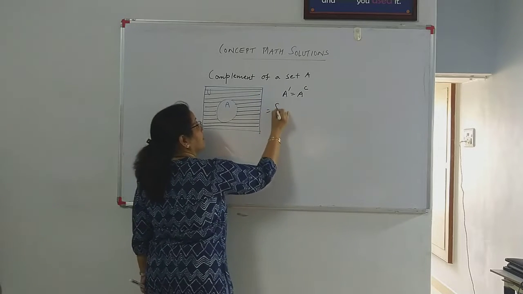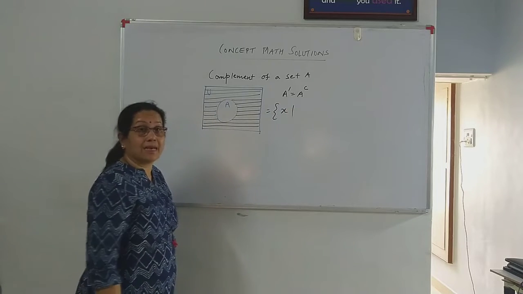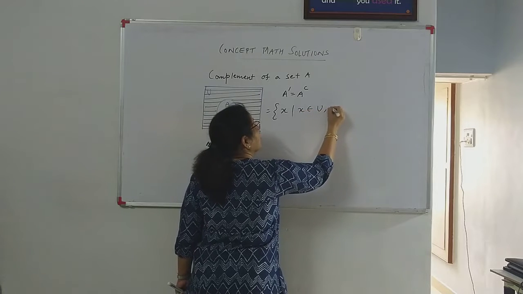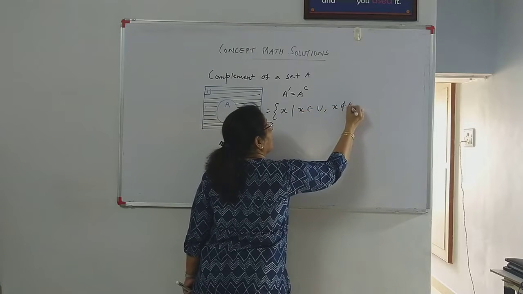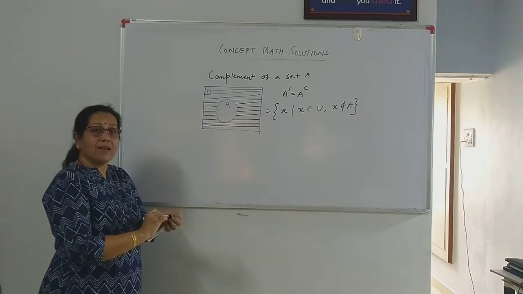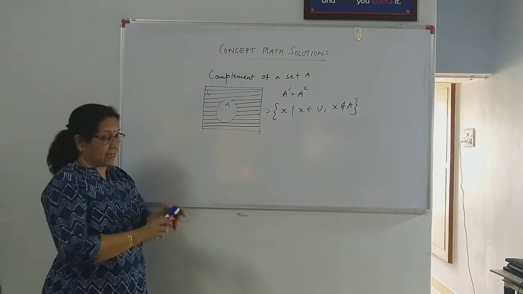If I have to define it in set builder form, it contains all X such that X belongs to U, but X does not belong to A. That's complement of a set. That is all elements other than the set itself.